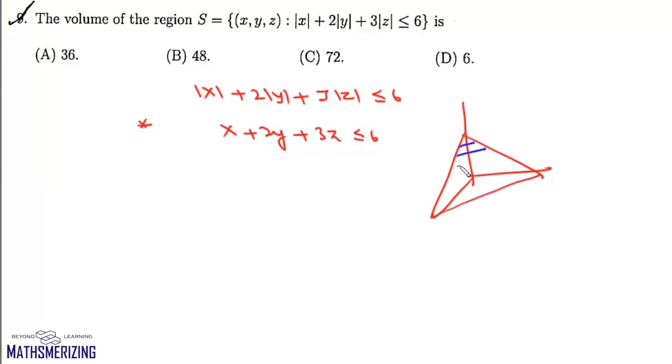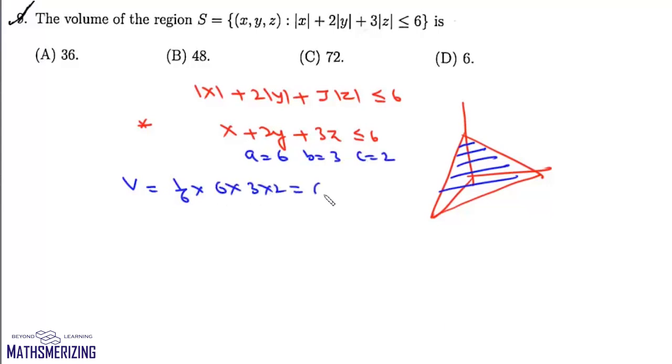Now this region represents the volume of this tetrahedron. We know that the volume of a tetrahedron is given by 1 by 6 ABC, where in this case A is 6, B is 3 and C is 2. So it will be 6 into 3 into 2 divided by 6, so it will be 6. Now the volume in one quadrant is 6. So the total volume will be 6 into 8, and that will be 48, and that's your option B.